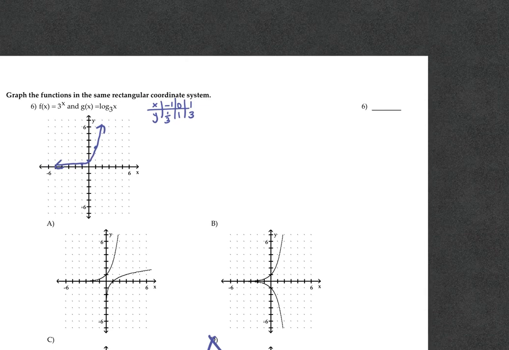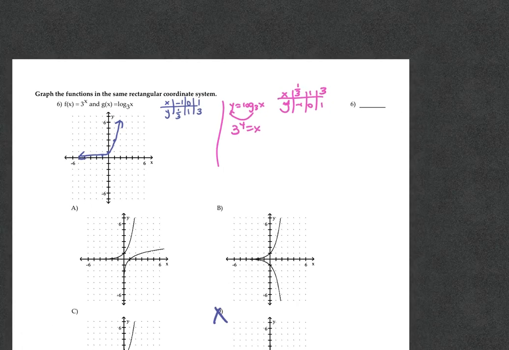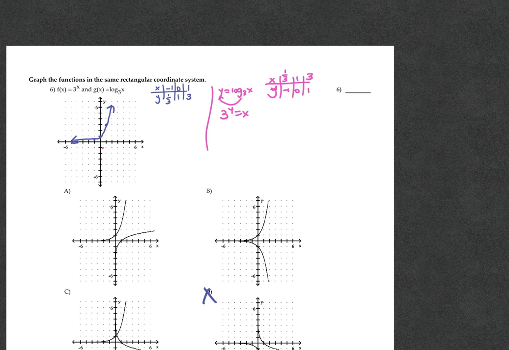Then I want to plot the log. So y would equal log base 3 of x. 3 is going to come pick up the y. Plug in for the y: negative 1, 0, 1. So, or sorry, 3 to the negative 1 would be 1/3, 3 to the 0 is 1, and 3 to the first is 3. So now I have (1/3, negative 1), (1, 0), and (3, 1).